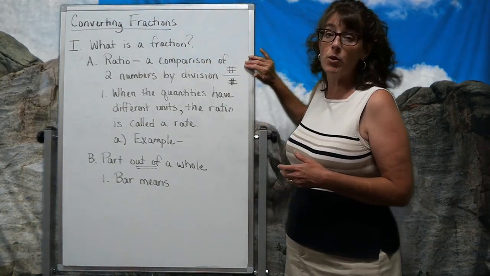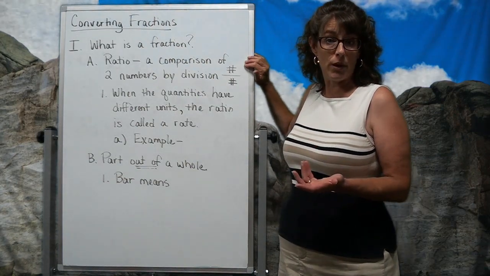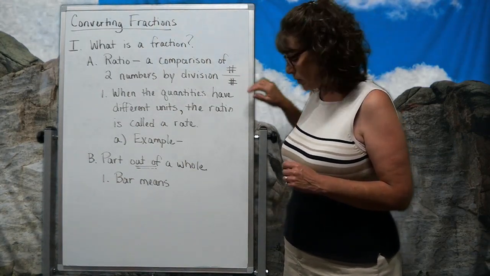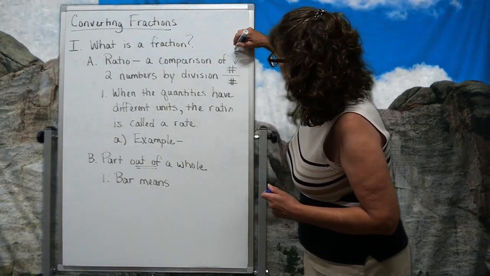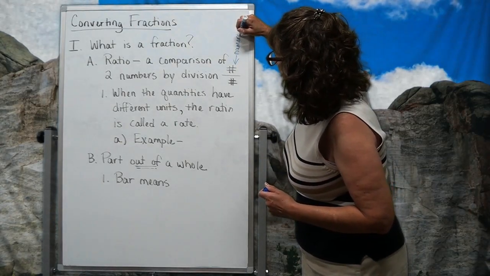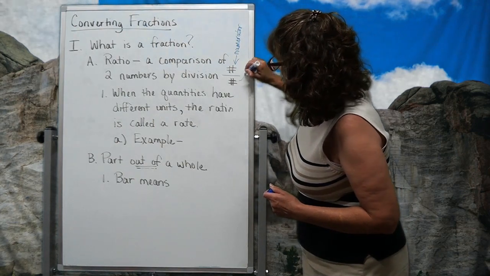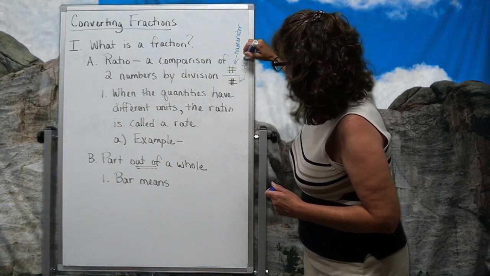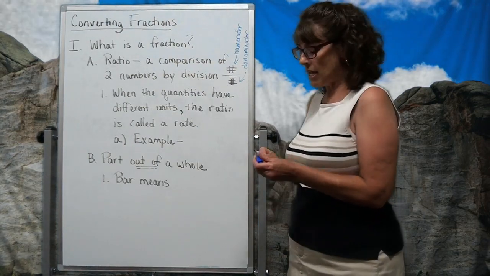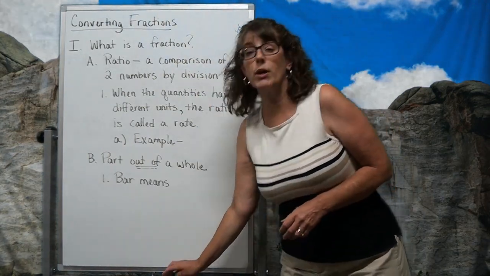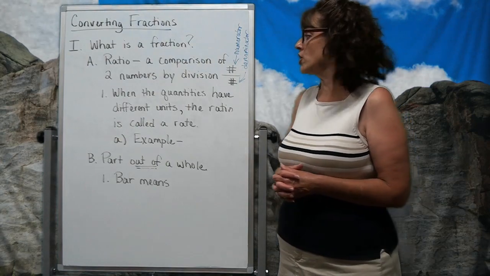You'll have one number up here on the top, which we call the numerator, and one number down on the bottom, which we call the denominator. So we've got numerator here, and we've got denominator here. And that combination, that comparison, gives us what we call a fraction, or in other words, a ratio.